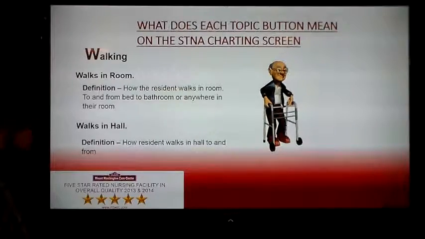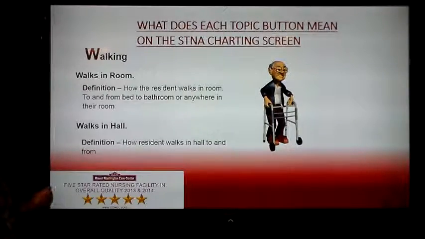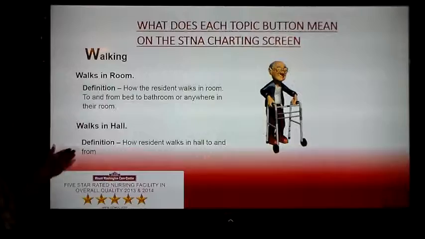Walking. There are two categories for walking. Walking in room, the definition is how the resident walks in the room to and from their bed to the bathroom or anywhere in their room. Walking in hall, how the resident walks in the hall to and from.